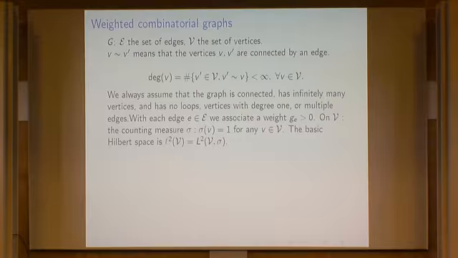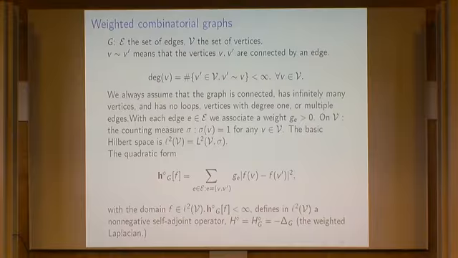So why is it a weighted graph? With each edge, we associate a weight, some positive number. We introduce a counting measure on this graph, so the measure of any vertex equals 1, and the main Hilbert space is L2. So what is the operator which acts as the generalization of the Laplacian? The easiest way to define an operator is to define it by means of the sesquilinear form, by the quadratic form.